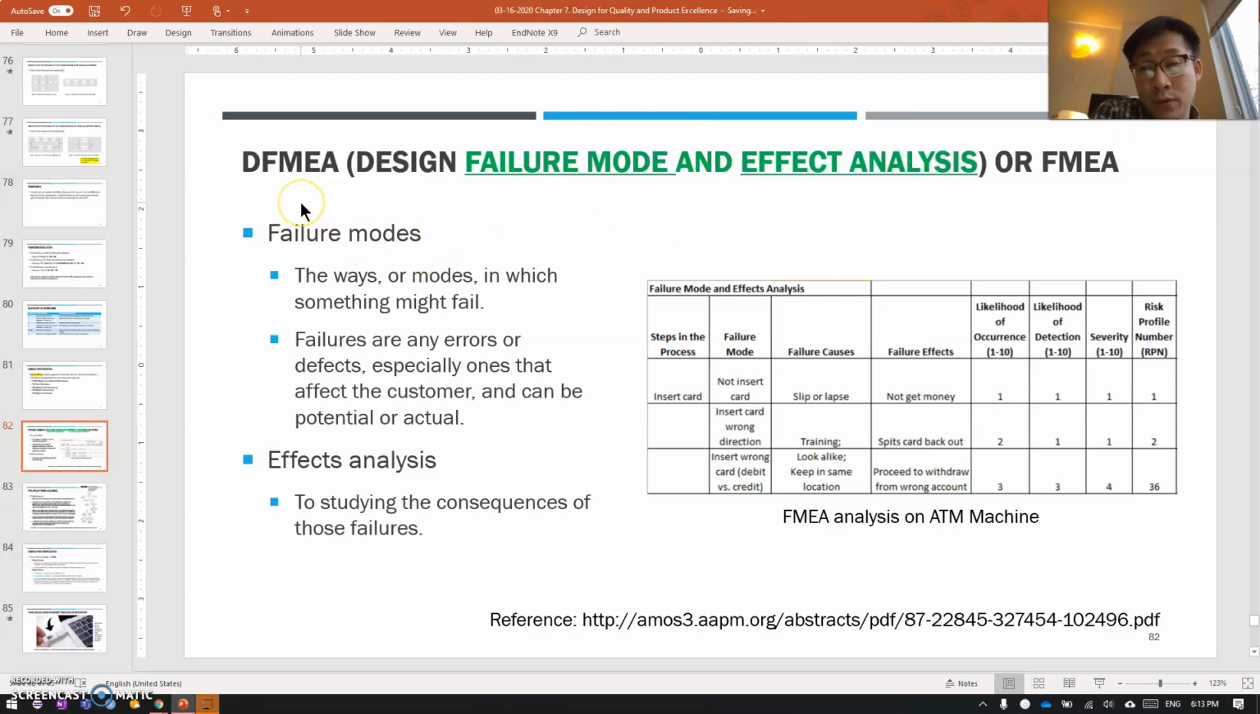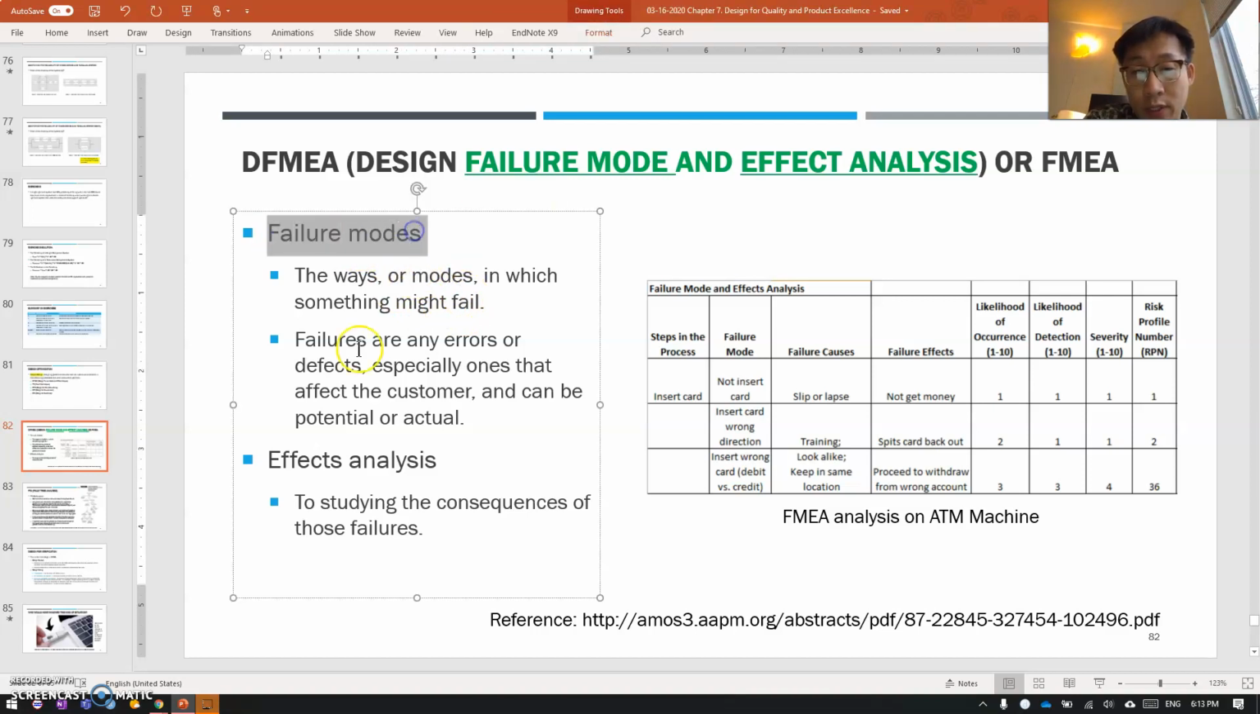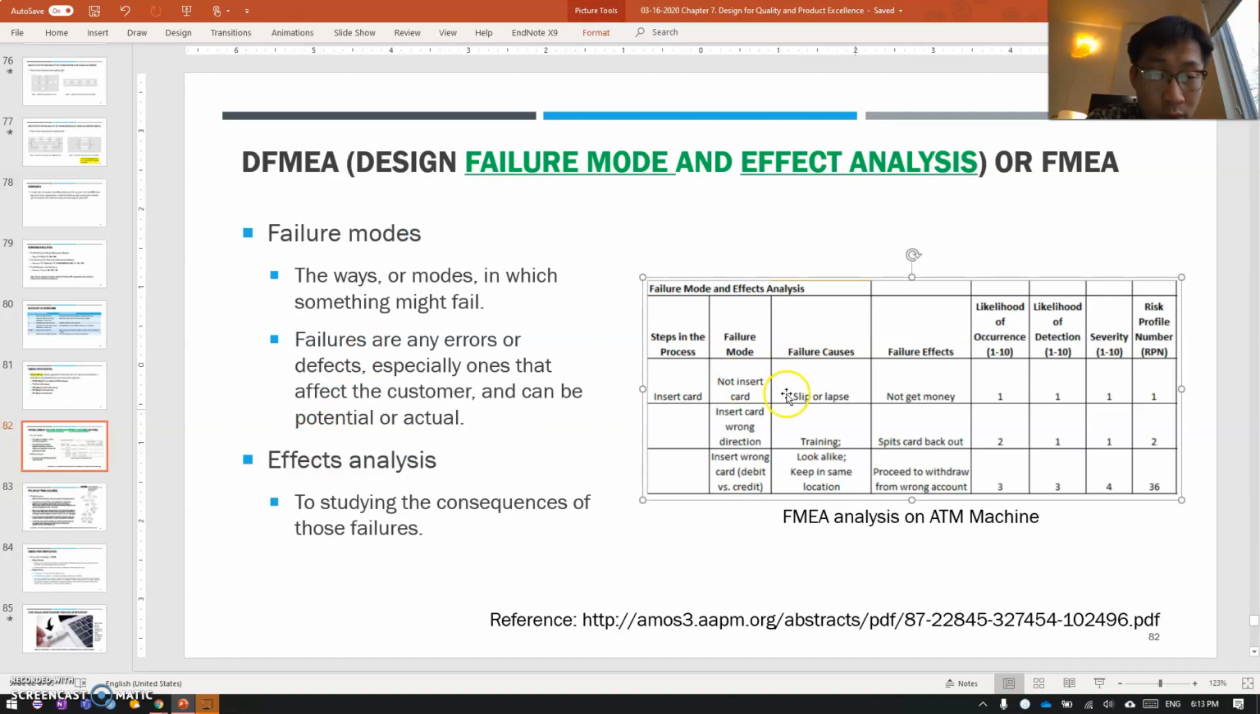So you use the past record and your professional judgment to develop a huge list of potential failures as well as their potential effects. Okay, so first you're analyzing the failure mode, and then you're analyzing the effect. So this is one example of FMEA analysis on ATM machines. So step in the process, insert card. And what are potential failures you can anticipate?